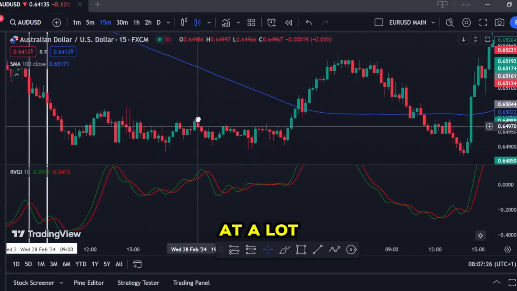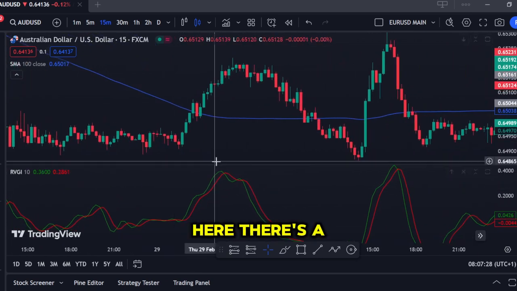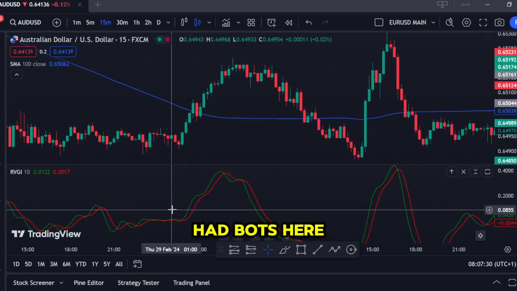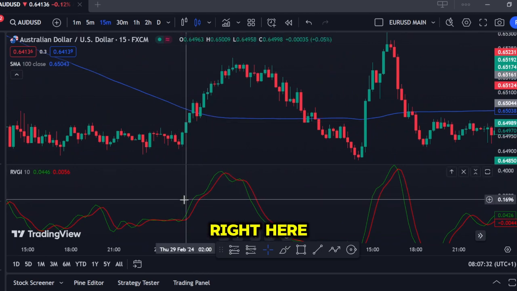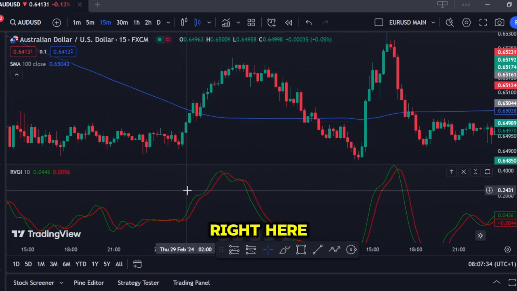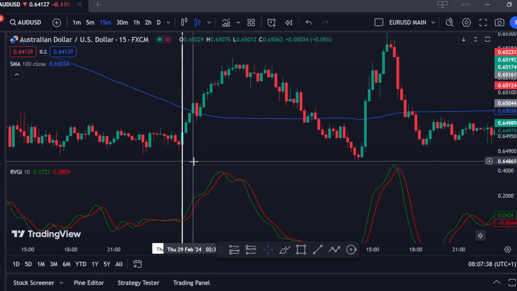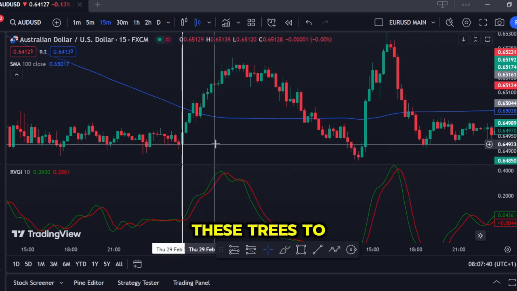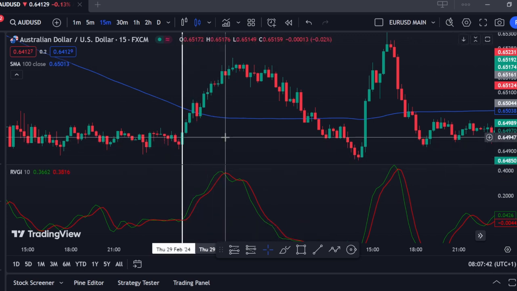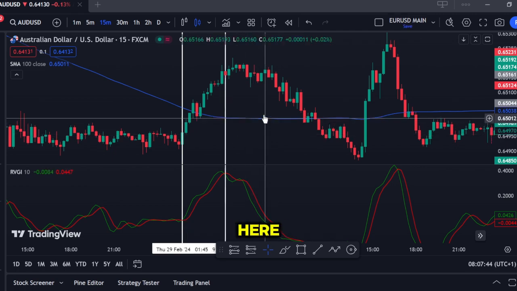Now we've looked at a lot of examples, yeah? Here there's a clear momentum, so if we had bought on this candle right here, or maybe here, we had bought here for some reason, we would have held all of these trees to the upside and exited right here.